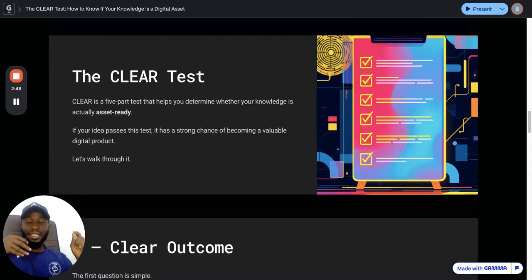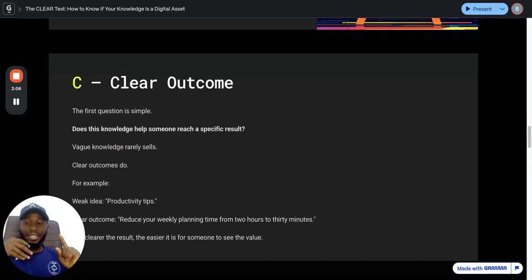The CLEAR test is a five-part test that helps you determine whether your knowledge is actually asset-ready. If your idea passes this test, there's a strong chance of it becoming a valuable digital product. So let's walk through it. The C stands for clear outcome. The first question is: does this knowledge help someone reach a specific result? Vague knowledge rarely serves. Clear outcomes do.